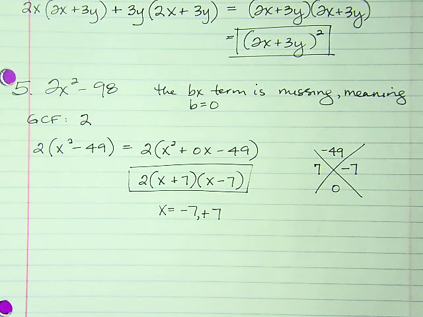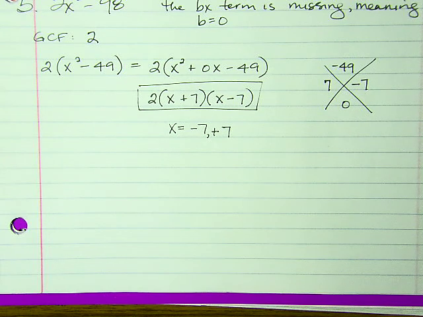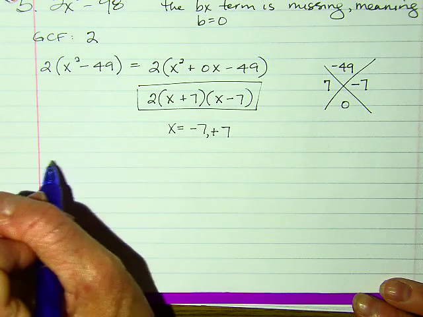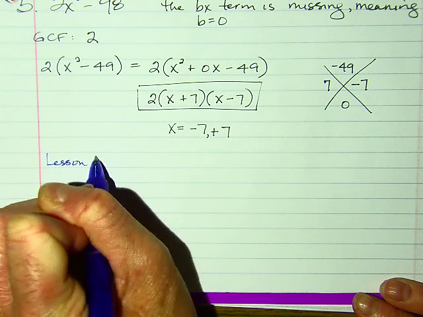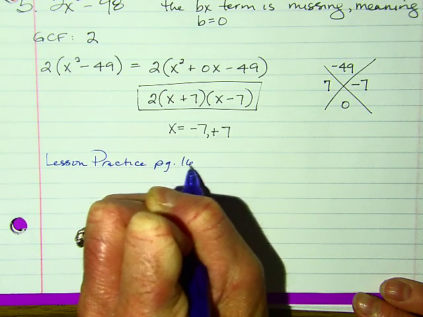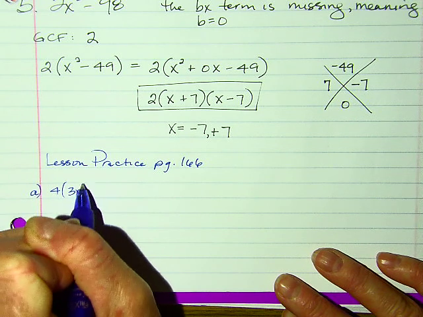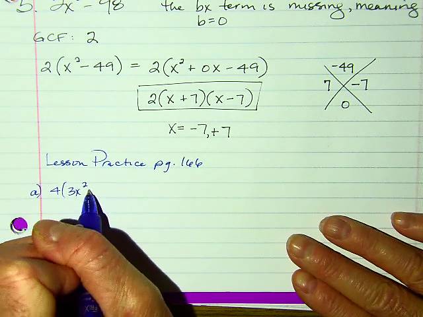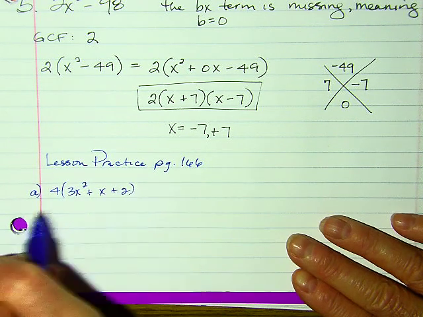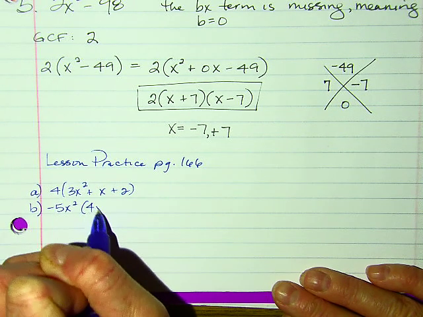I know this is a lot, but we're going to do more sections involving factoring. I think it would take too long for me to then also do lesson practice. So I'm just going to write your answers in case you want to practice a few, which is page 166. So the answer to A is 4 times 3x squared plus x plus 2. The answer to B is negative 5x squared times 4x minus 1.